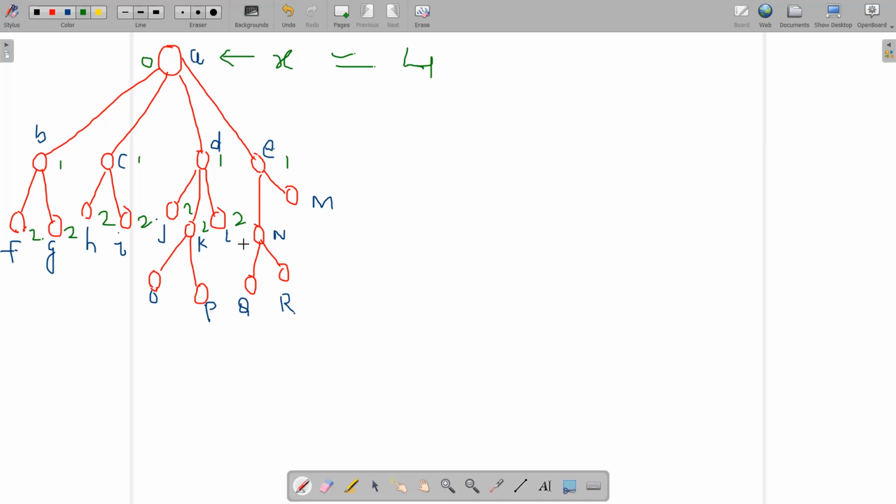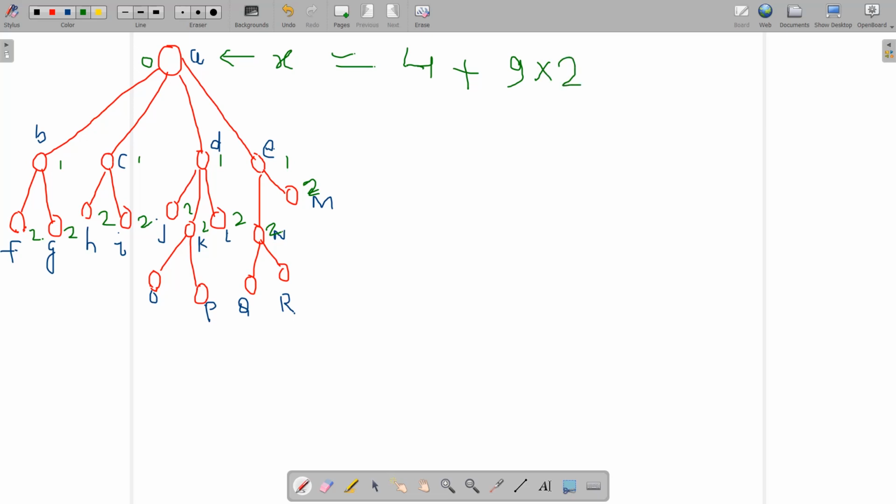How many nodes are there? I'm confused. 4, 3, 7, and this one and this one, right? Then 7 plus 2 is 9. So for depth equal to 2, there are 9 nodes, and everyone is at a distance equal to 2.